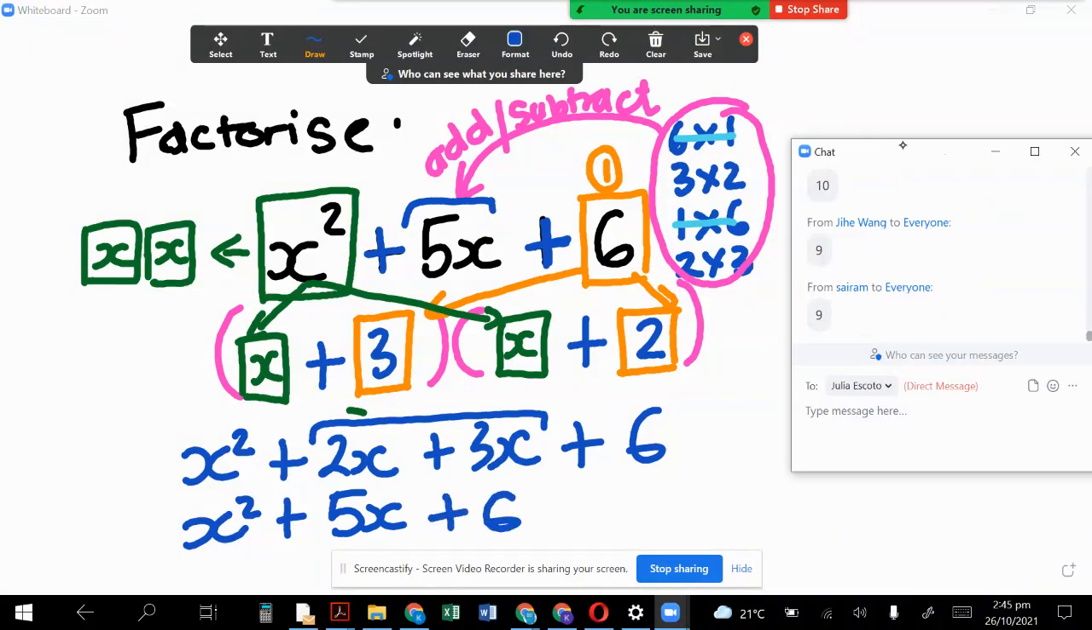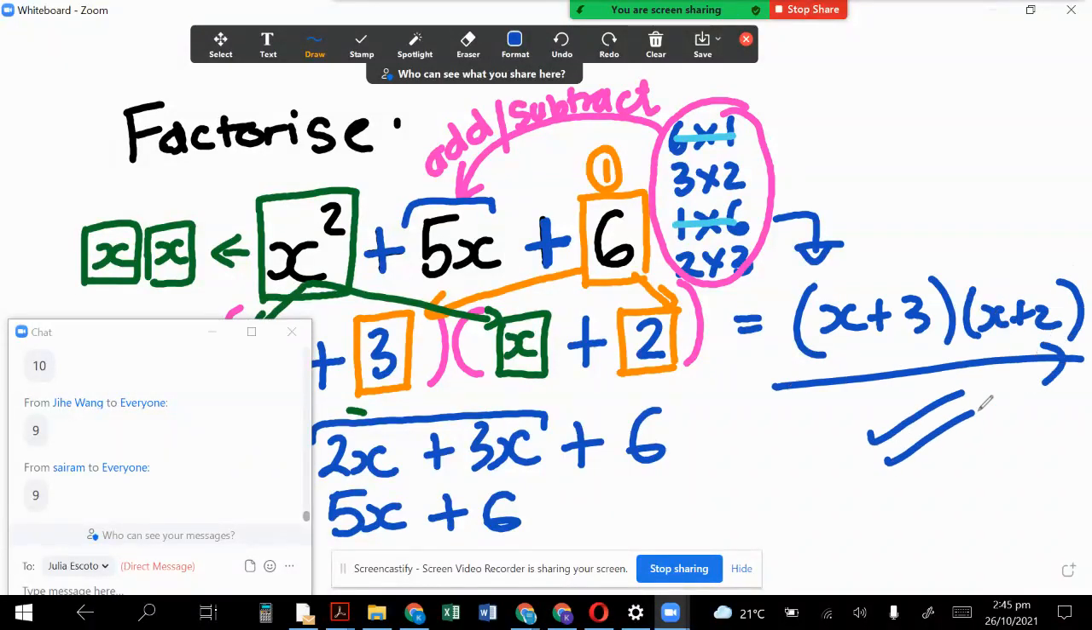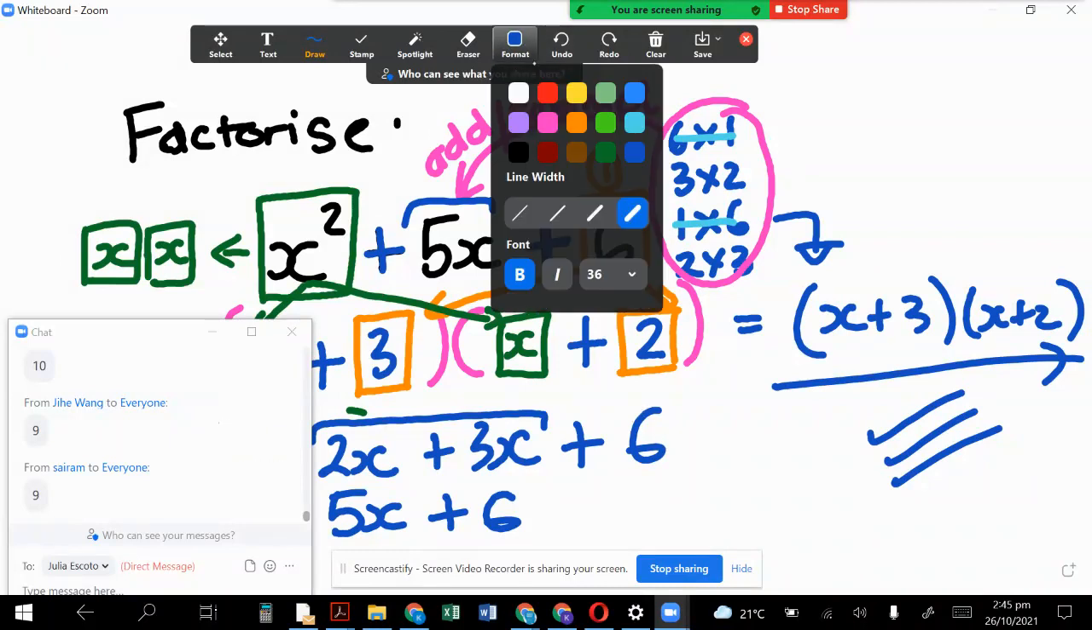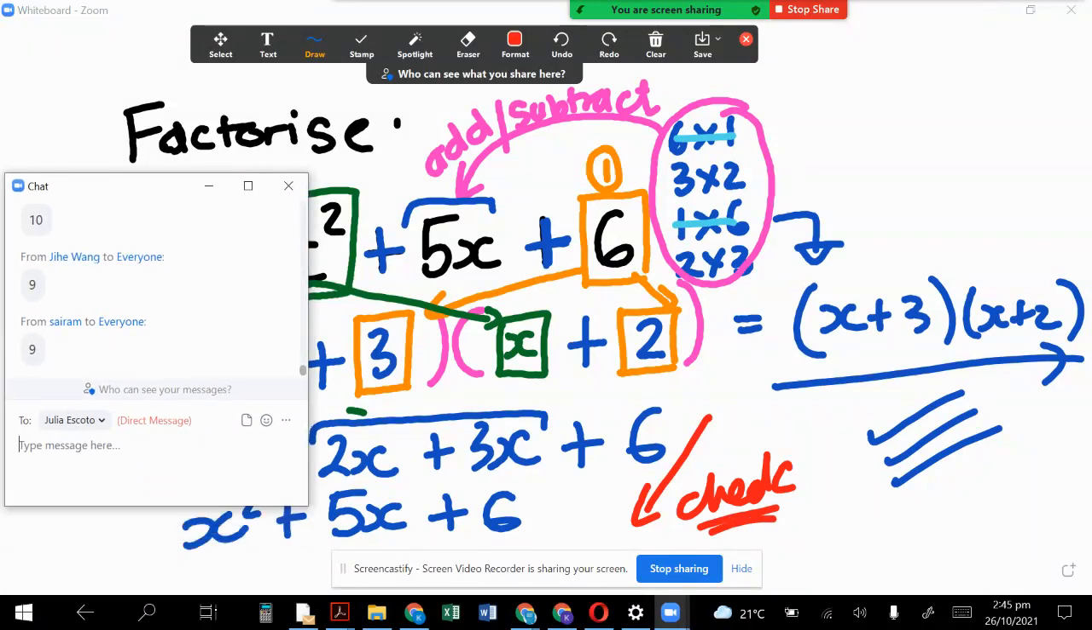So therefore, your final answer for this is x plus 3 bracket x plus 2. And now you have factorized it. All of this over here is simply just a check. And you're welcome to check your answer if it's correct. You can do that quite quickly as well.